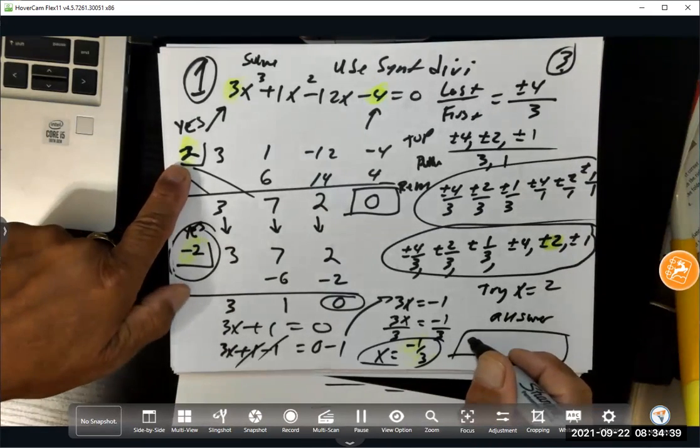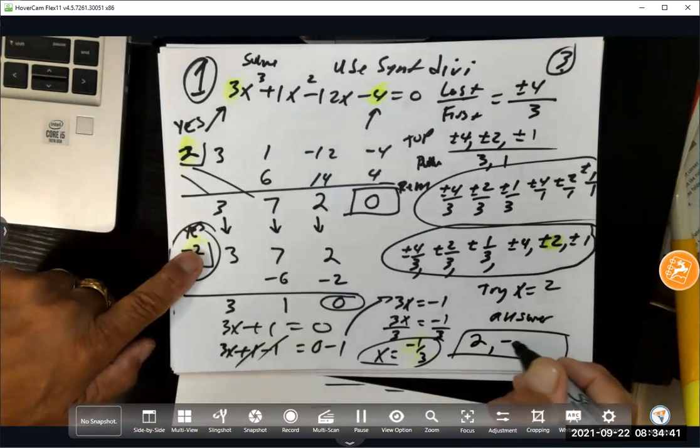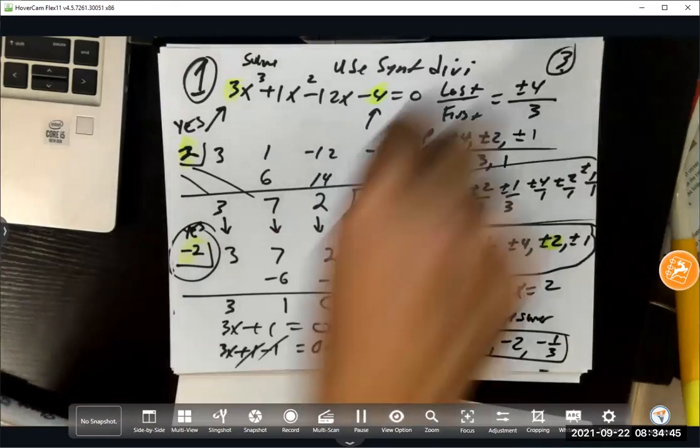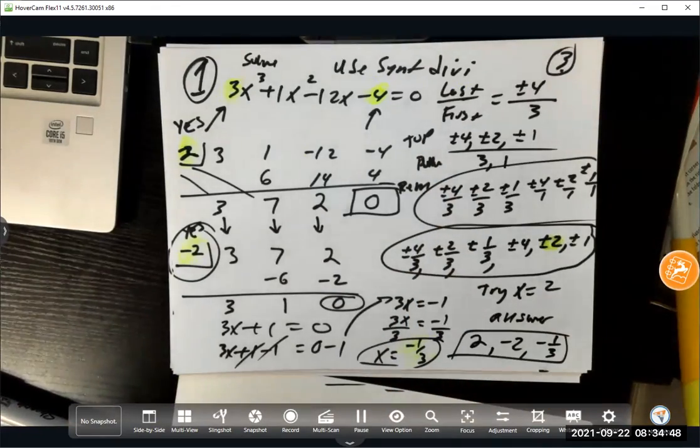What goes in there? 2, 2. What else? -2. What else? -1/3 and 1/3. Right there. 3 answers again. There they are in the box.